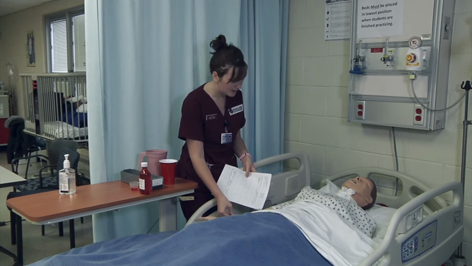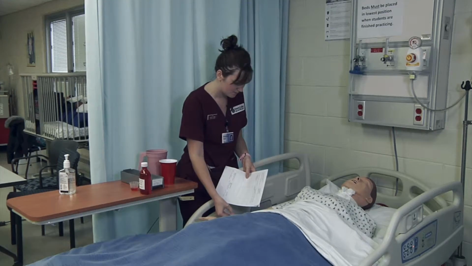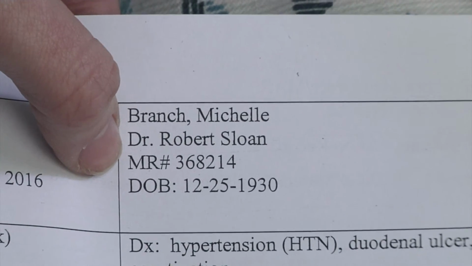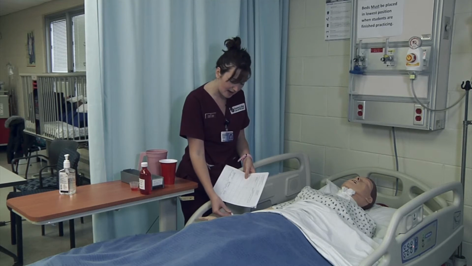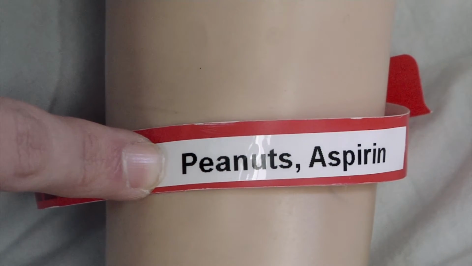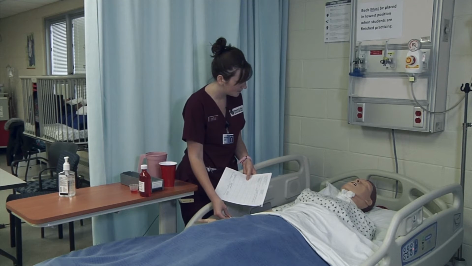I'm also going to ask the patient, can you state your name and date of birth for me? Michelle Branch, 12/8/65. Thank you. And now that I see everything matches, I'm going to check the allergies. I see that you have an allergy to peanuts and aspirin. That's correct. Okay. Are there any other allergies? None that I know of.